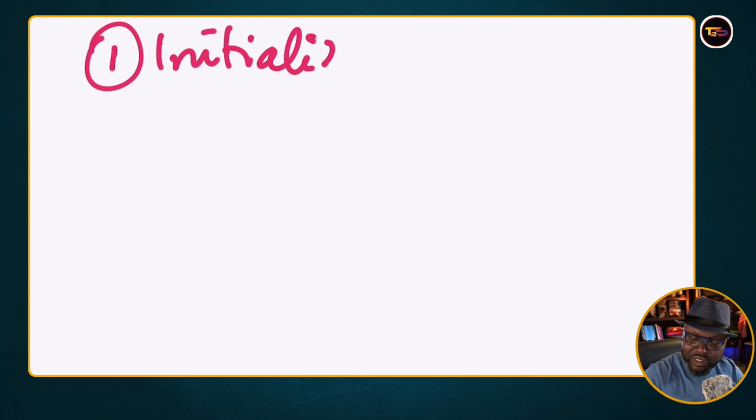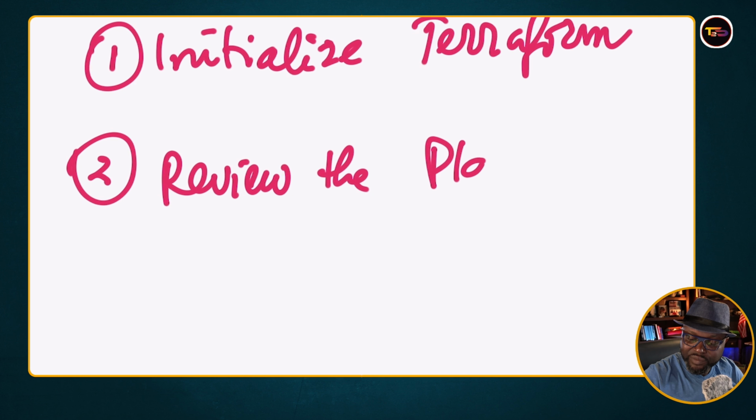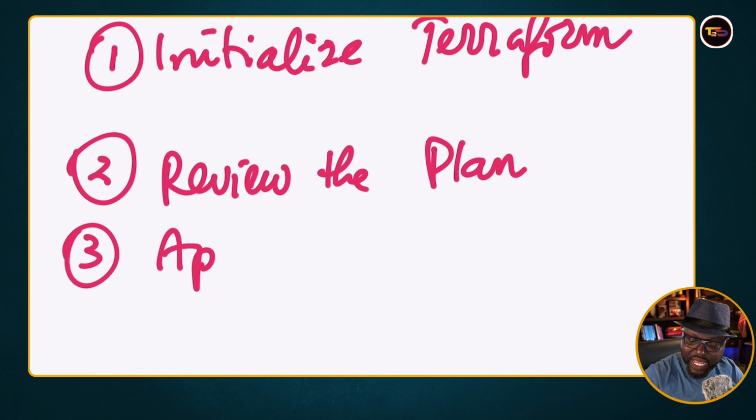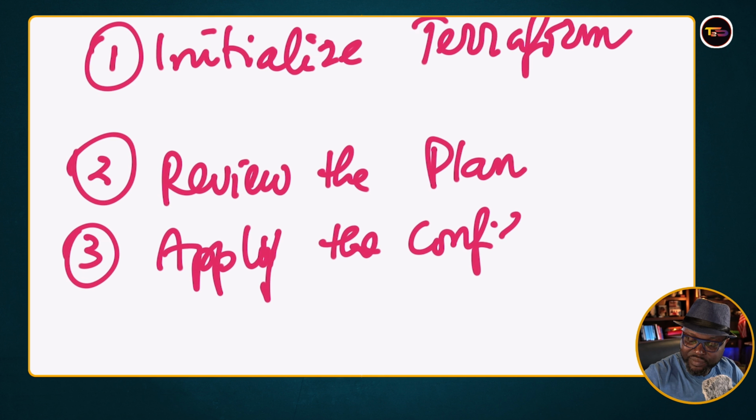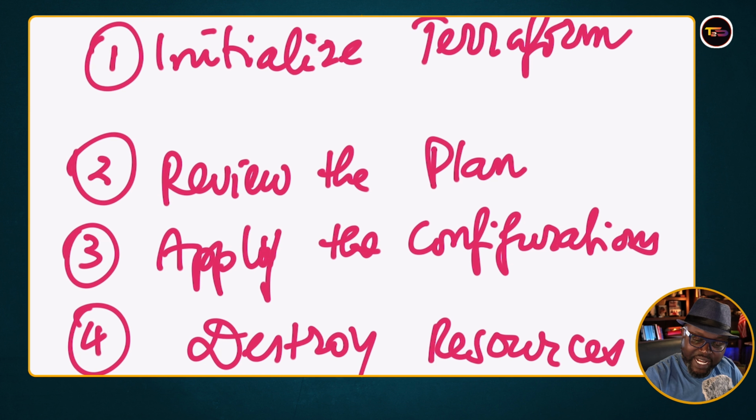But before you do that, first you have to initialize Terraform. So you're going to have to initialize Terraform. And number two, you're going to have to review the plan. Number three, you're going to have to apply the configurations. And number four, when done, you can destroy resources or your infrastructure. And how do you do that?